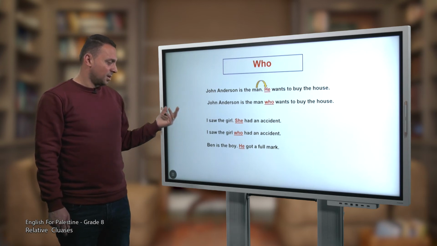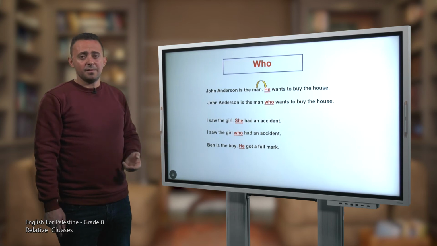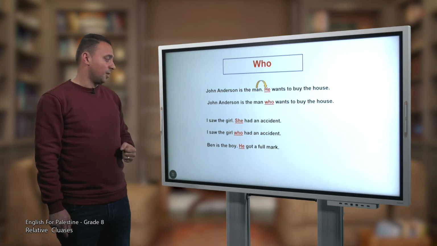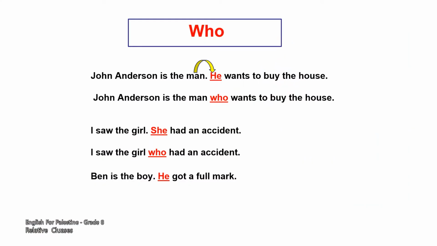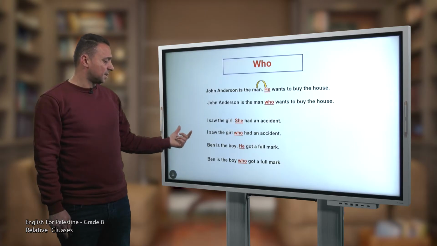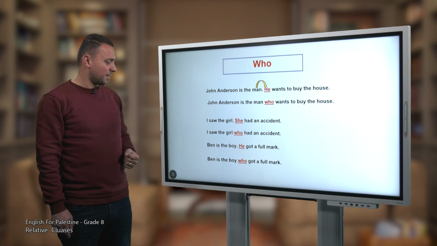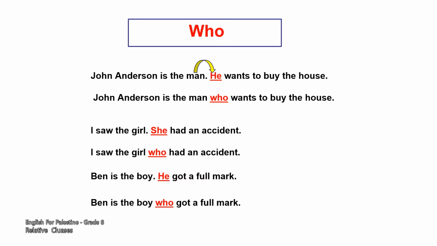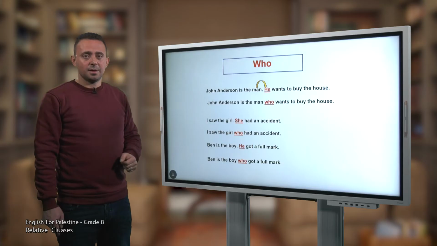Now, what relative pronoun do we use here? Very good, we use who because we have a person, which is the boy. Now, let's join the 2 sentences using who. Ben is the boy who got a full mark. What have we done? The first sentence remains the same. Ben is the boy. We deleted the full stop and the subject pronoun, and we replaced it with who, and then we completed the rest of the sentence to become Ben is the boy who got a full mark. Let's continue.